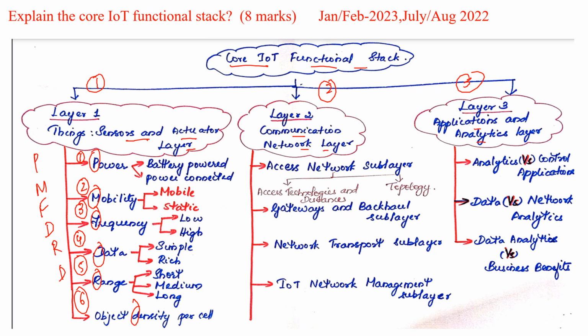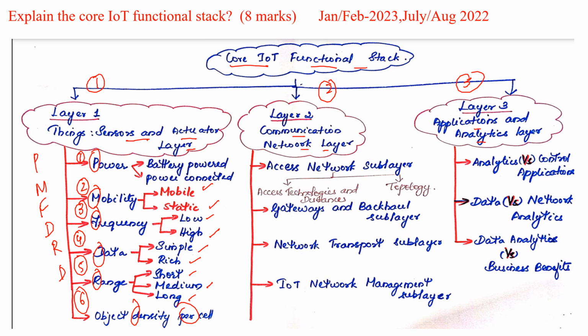Under power, whether your devices are battery powered or power connected throughout. Mobility, whether it is a mobile or static device. Frequency, reporting frequency, whether it is low frequency or high frequency reporting time. Then data, whether it is simple data or rich data. Under range, you have report range, whether it is short range, medium or long range, and object density per cell, the number of objects per cell.